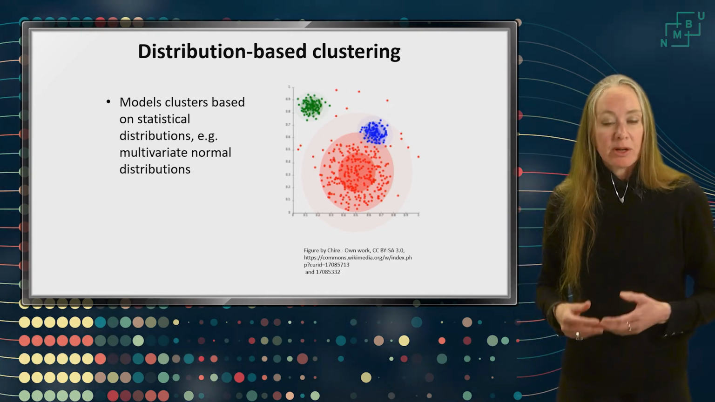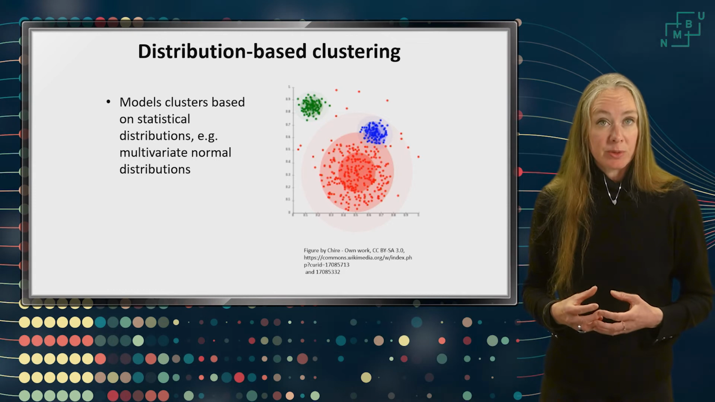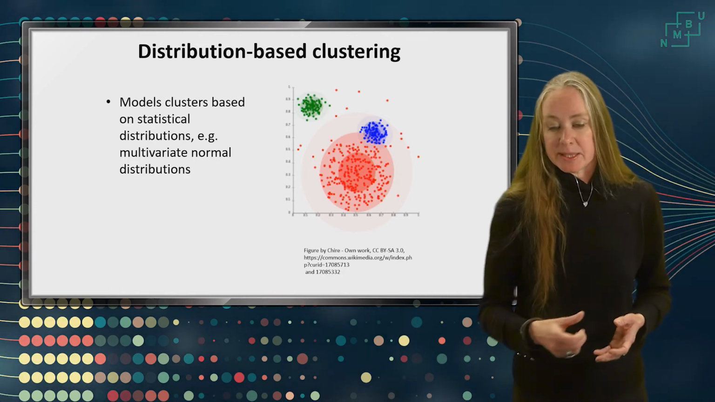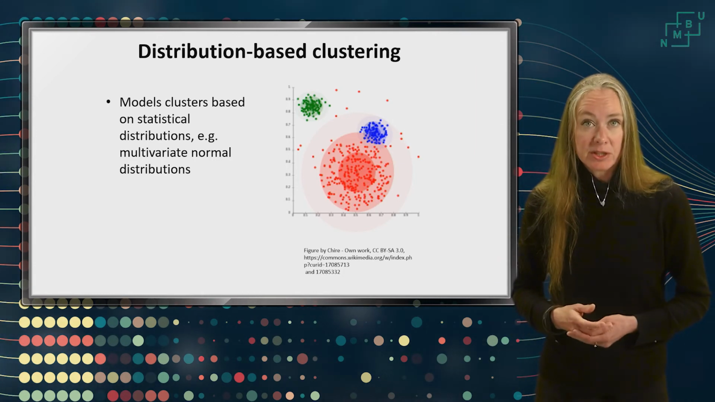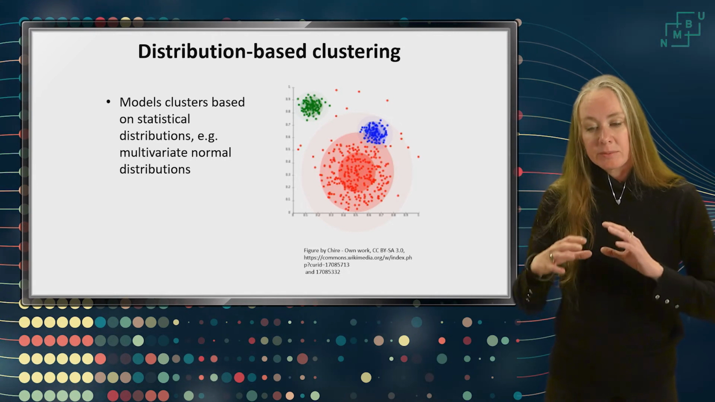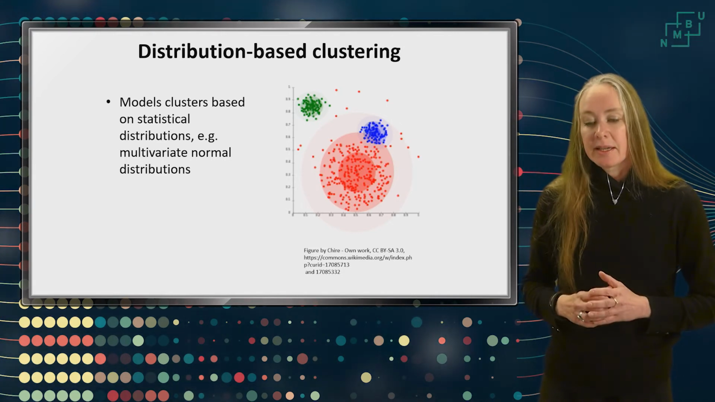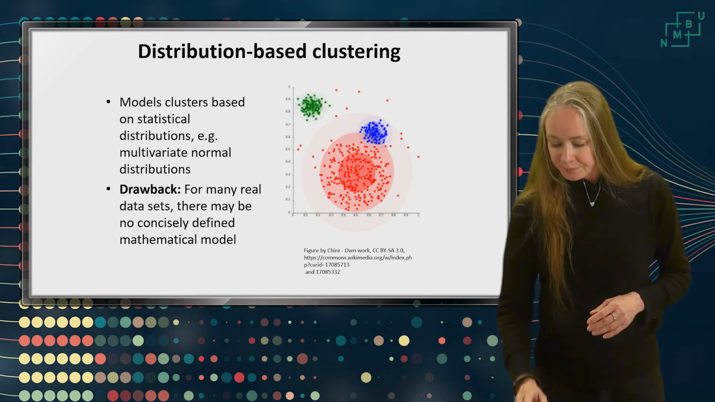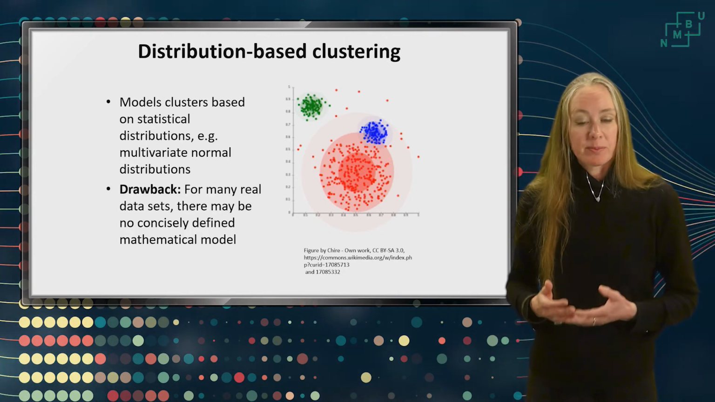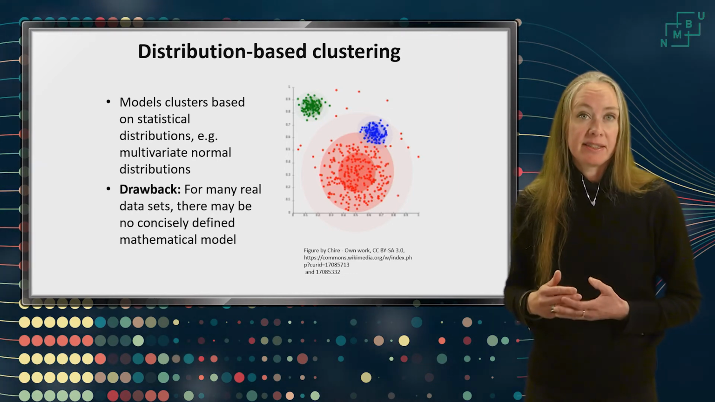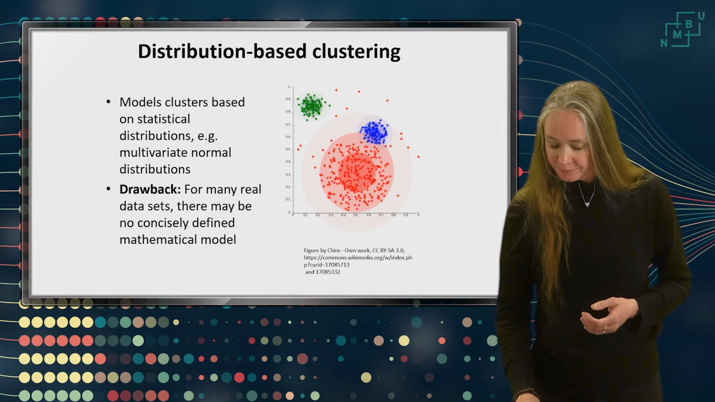Distribution-based clustering models clusters based on statistical distributions, for example, multivariate normal distributions. If you look at this picture, we see that there are 3 clusters, and each of them have separate multivariate normal or Gaussian type statistical distributions. A drawback of this approach is that for many real datasets, there may be no concisely defined mathematical model.